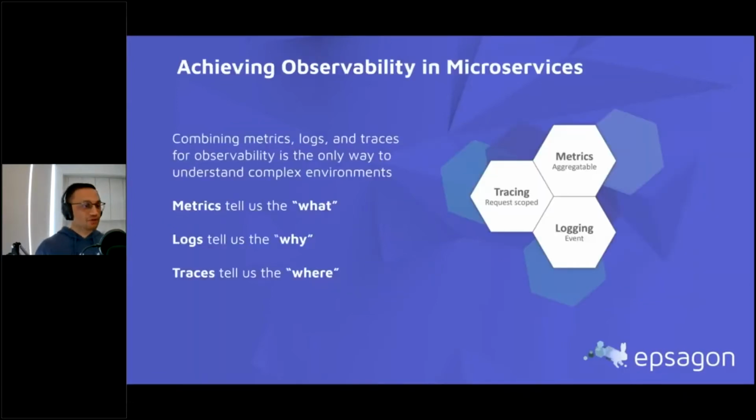Before we deep dive into observability, let's look at what observability exactly means. Observability can be thought of as three pillars: metrics, logs, and traces. Metrics tell us what exactly is happening in an environment. It can be application-level metrics or even infrastructure metrics. Logs tell us why something is happening, whereas traces tell us where exactly it is happening.